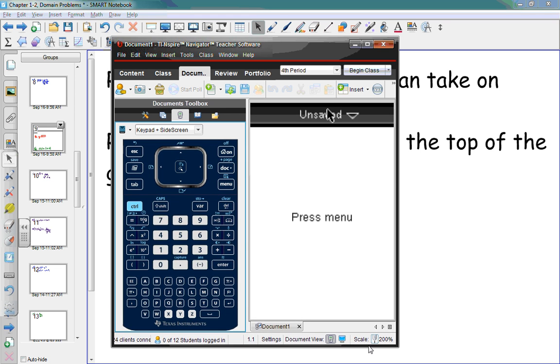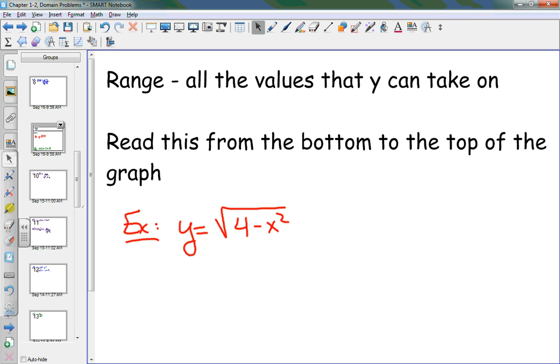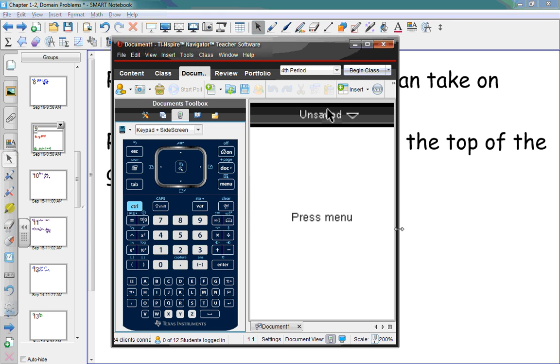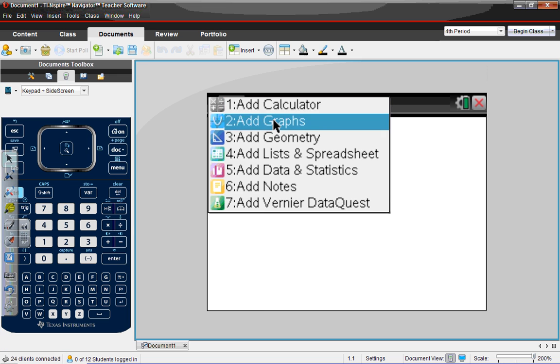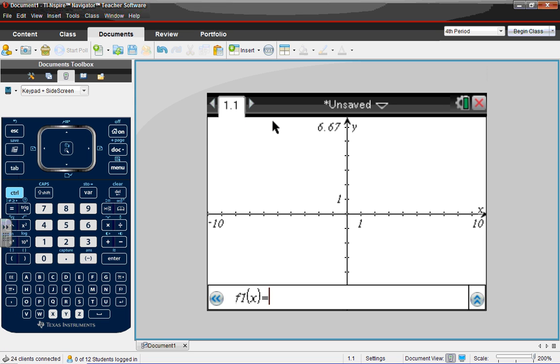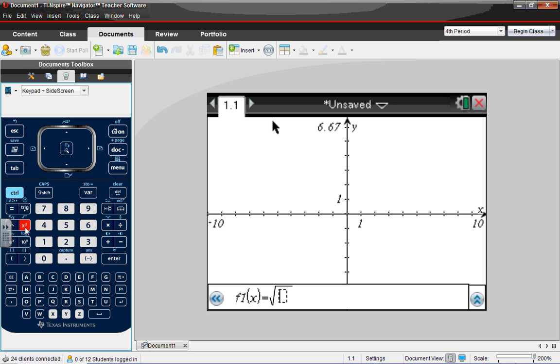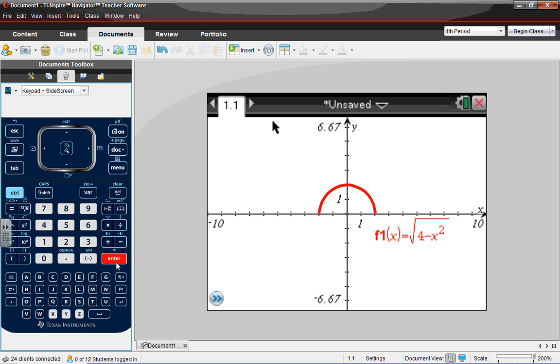Okay, so I'm going to go ahead and add a graphs page here. And this is going to be control x squared to be the square root. And that is going to be 4 minus x squared. And I hit enter, and this is what I get. How do I do that? You type in second x squared.